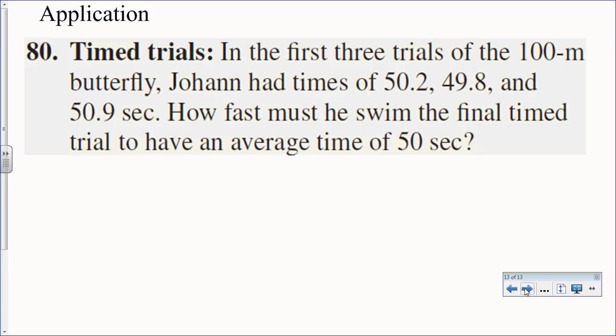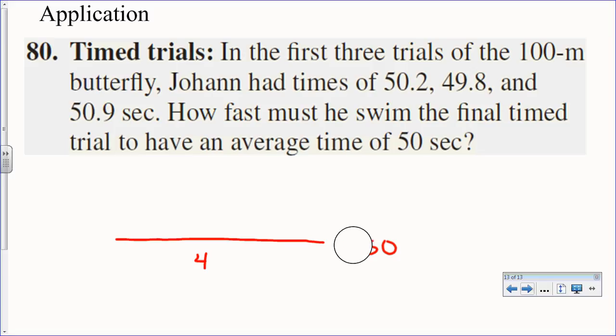We want the average to be 50 seconds. So how do we find the average? How do you find the average? Good. Add them all up and divide by how many there are. Okay, so how many trials will he do total? 4. We want this average to be 50 seconds. And the way it's worded, you really could use an equal sign because it doesn't say, you know, at most or at least. It doesn't use a word that would help us with an inequality.